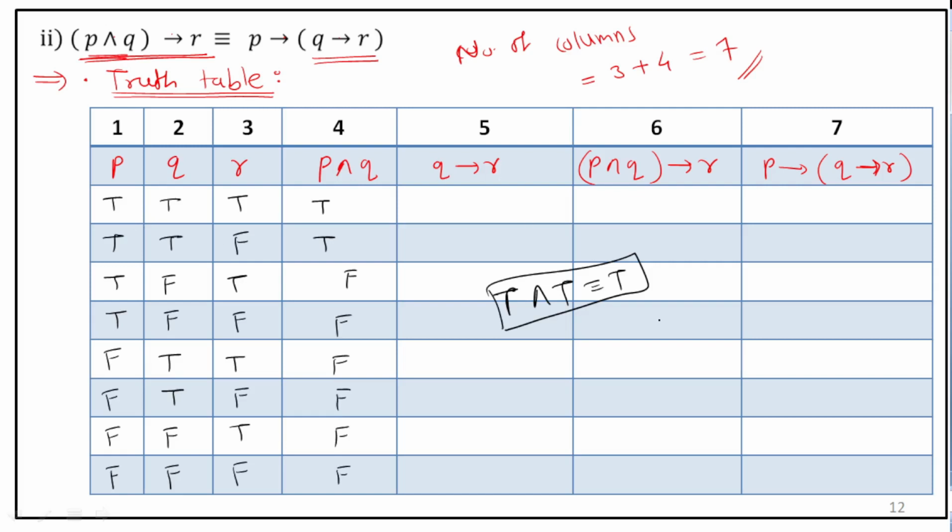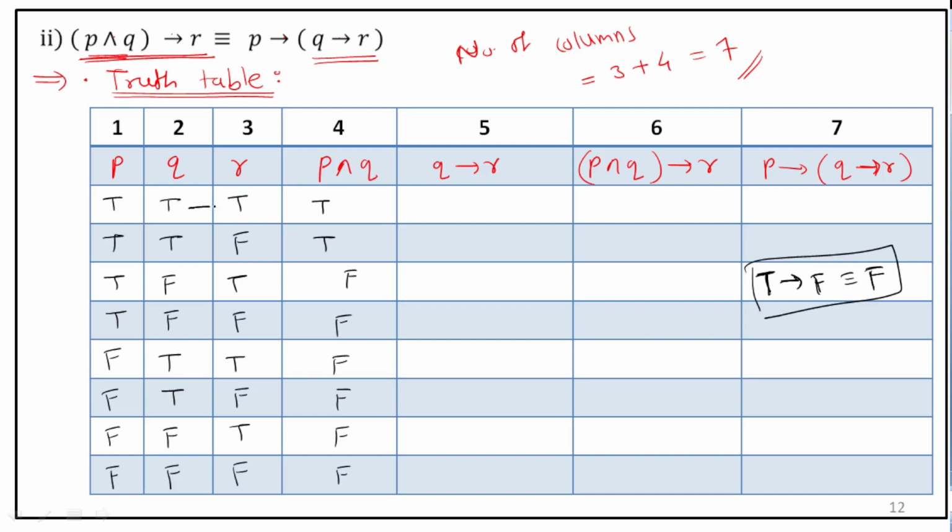Then Q implies R. Here again one result. Here we know that T implies F is F, otherwise true. It means the first statement should be true and the second statement false, only then the result is false, otherwise true. Here Q implies R: T implies T, only T implies F gives false. Here T implies F, here false. F implies anything, in all the remaining cases the truth value is true. T implies F, otherwise true.